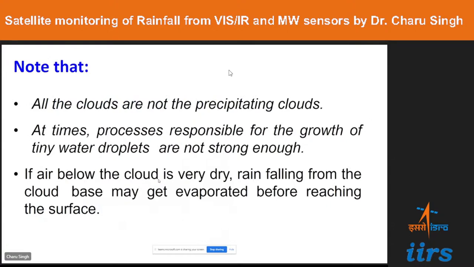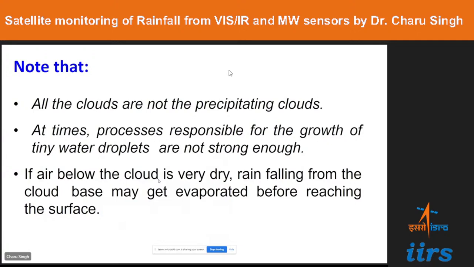So there are various methods available for rainfall estimation, but there are various issues that we should keep in mind, like all the clouds are not precipitating clouds. At times, processes responsible for the growth of tiny water droplets are not strong enough. And the third point is, if the air below the cloud is very dry, the rain falling from the cloud base may get evaporated before reaching the surface.